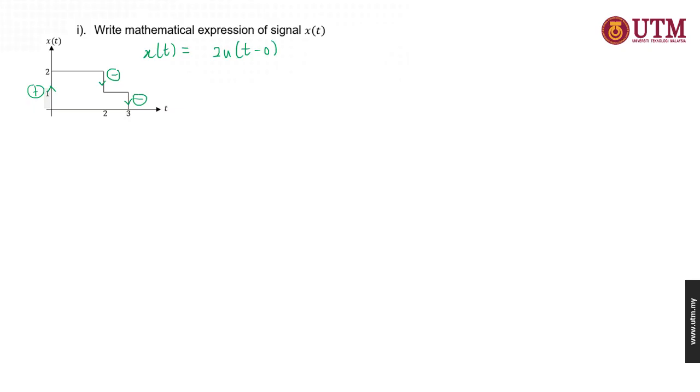At t equal to 2, the magnitude is 1, so minus 1 u(t minus 2). It is negative because it's pointing downward. Then at t equal to 3, it is pointing downward again, so it's negative again, and the magnitude is 1, u(t minus 3). So this is your x(t). Simplify the equation: x(t) equals 2u(t) minus u(t minus 2) minus u(t minus 3).